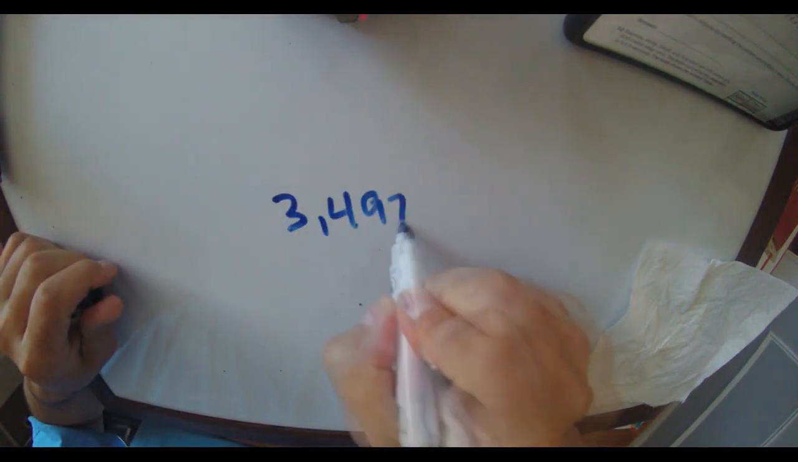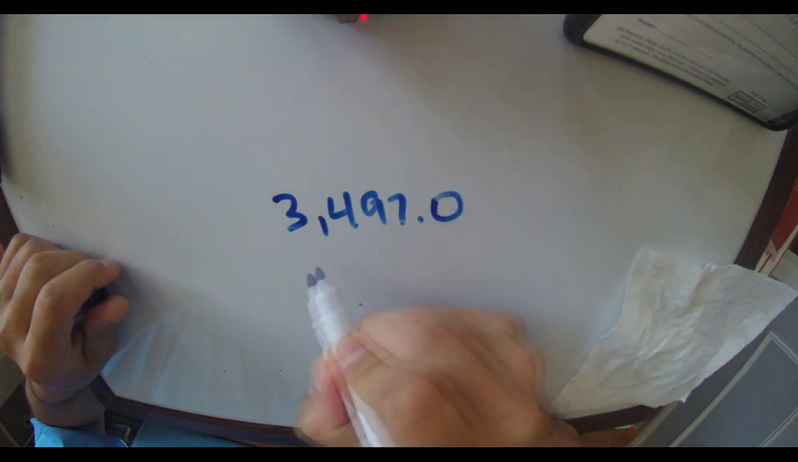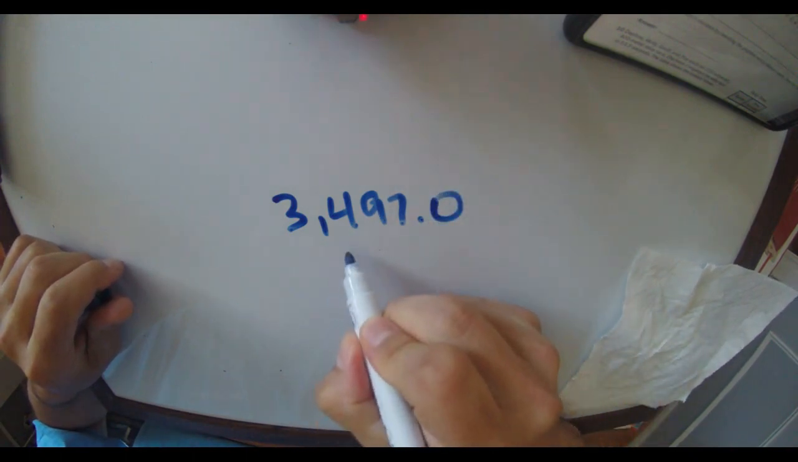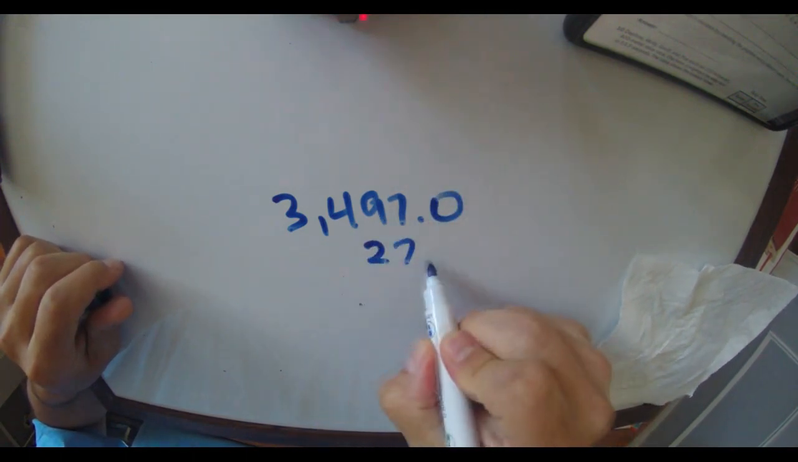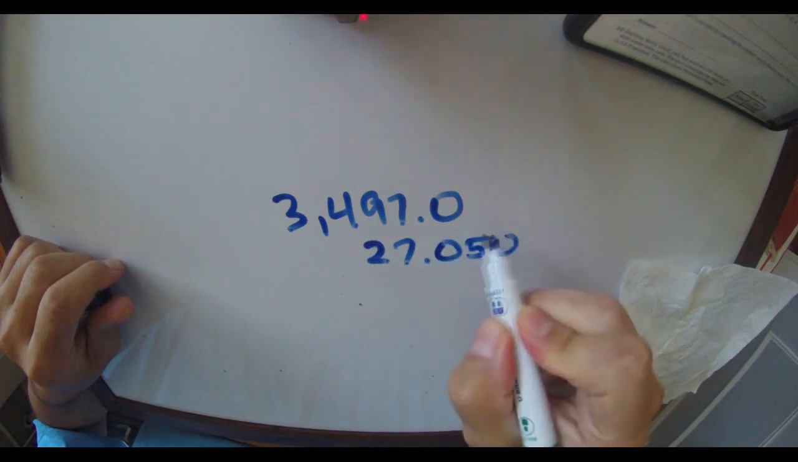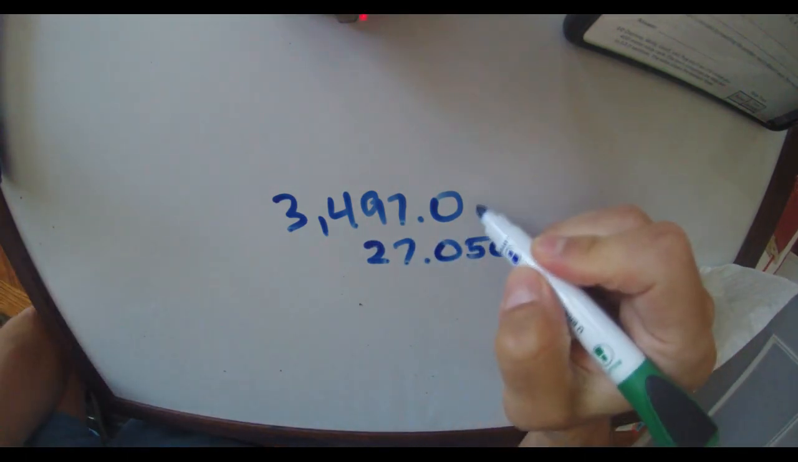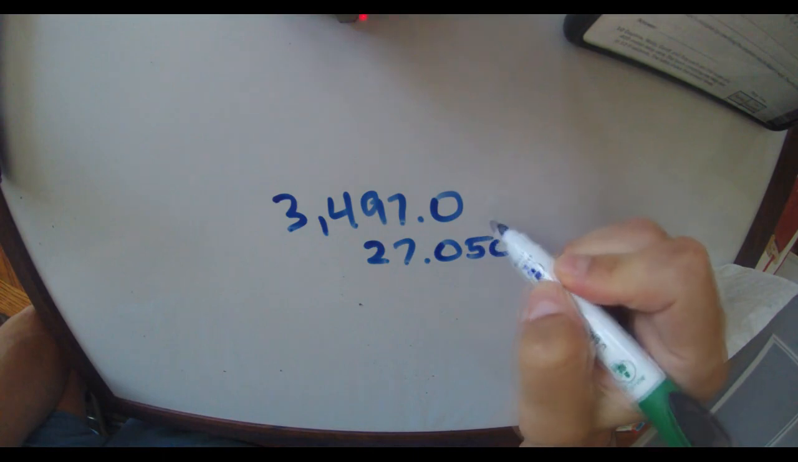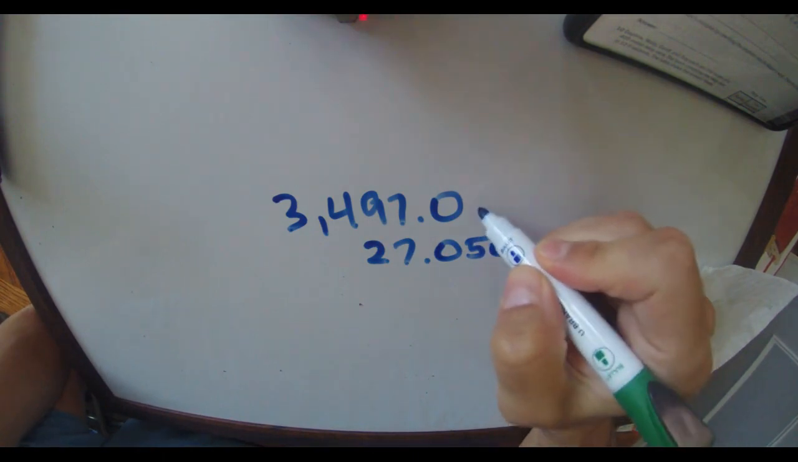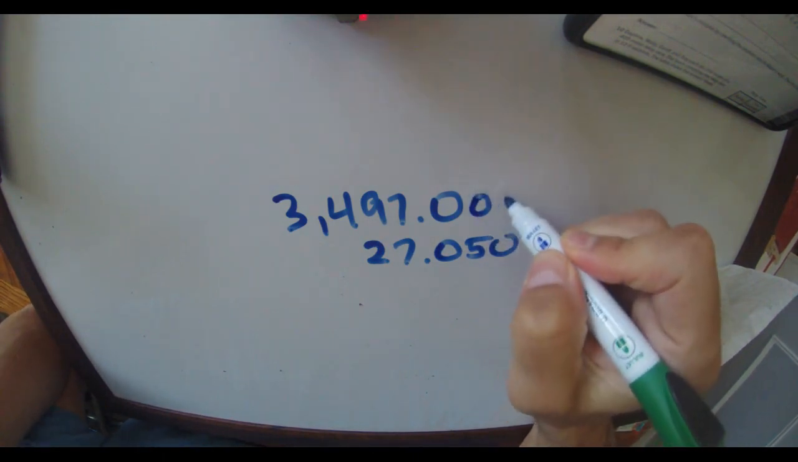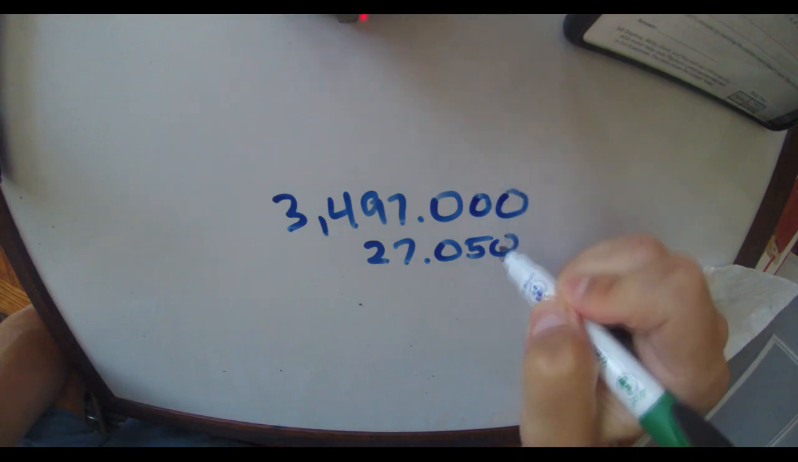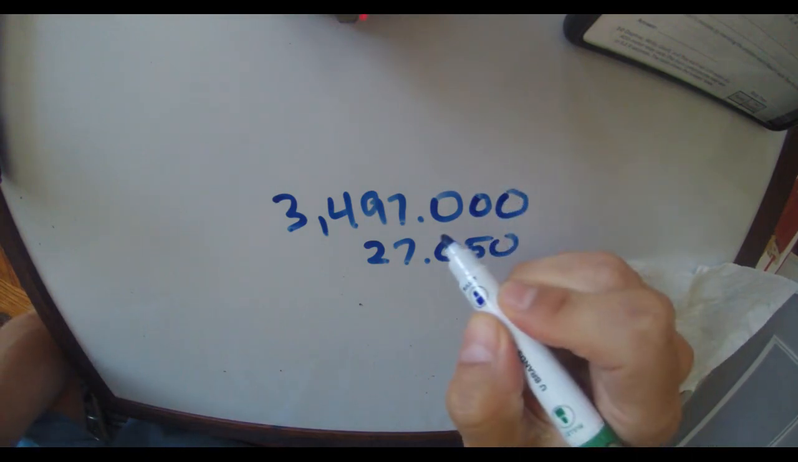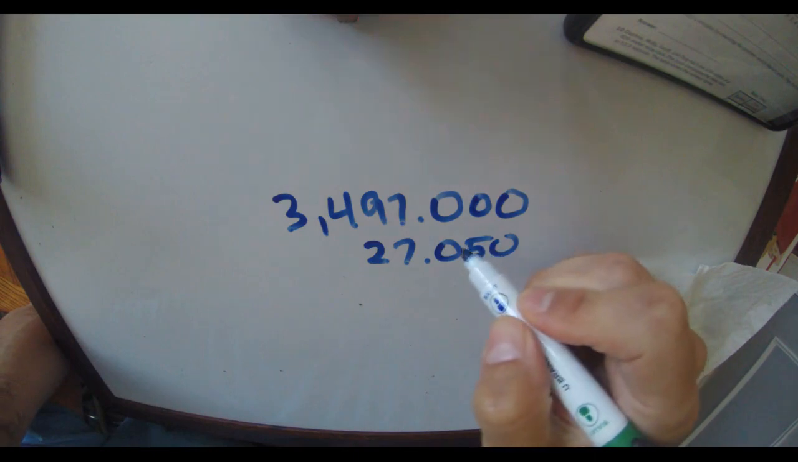So let's just say, for example, we said this earlier, I'm just gonna make up a number, 3.97.0. And then I'm going to do another one. We said this in the other one, 27.050. Now notice, there are no numbers above the 5 and above the 0. How do we fix that? We put a 0 there and another 0 there, just so it makes it easier on us, so we can line up the same amount of digits.